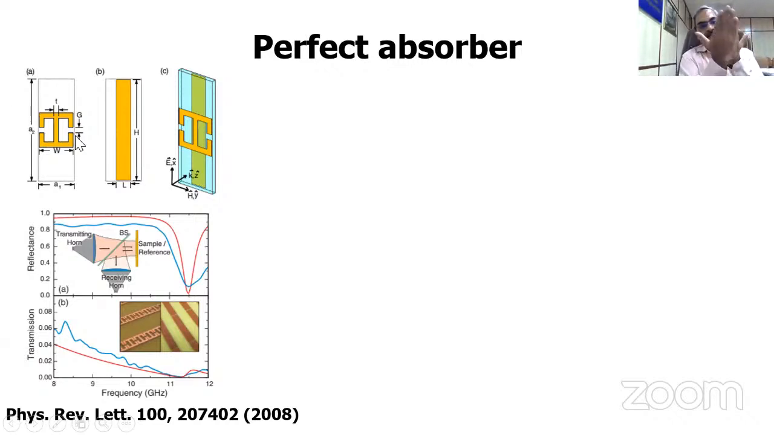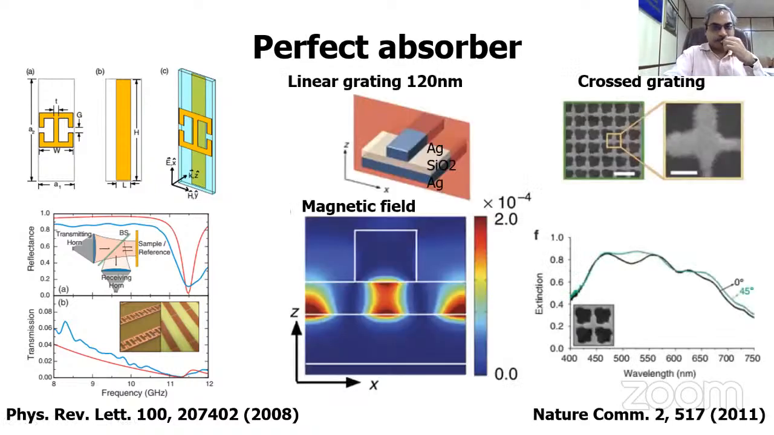So there is this metal strip which is shown by this, and on top of it they have this structure which is shown here. By designing the structure, they showed that one can get very close to 100% absorption in these structures. Later, people used just simple grating structures of silver, for example, silver and silicon dioxide, with a thick layer of silver underneath. Then cross gratings were used to make it a broadband perfect absorber.